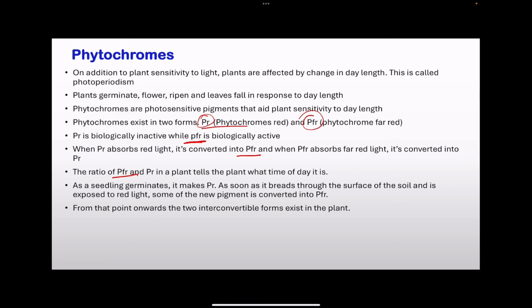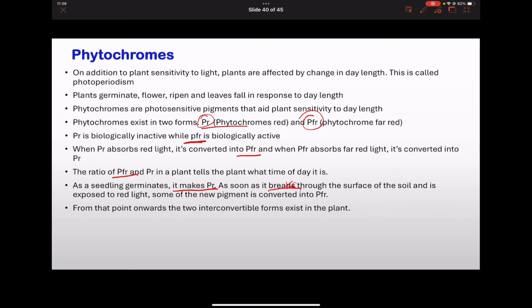As seedlings germinate, there is only PR because phytochrome is initially made as phytochrome red. However, as soon as the seed breaks through the surface of the soil and is exposed to red light, the phytochrome red is going to absorb the red light and become converted into phytochrome far red.